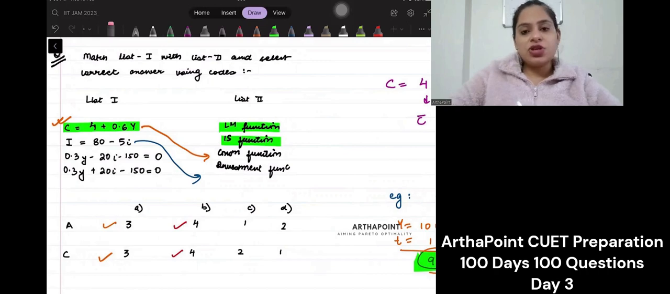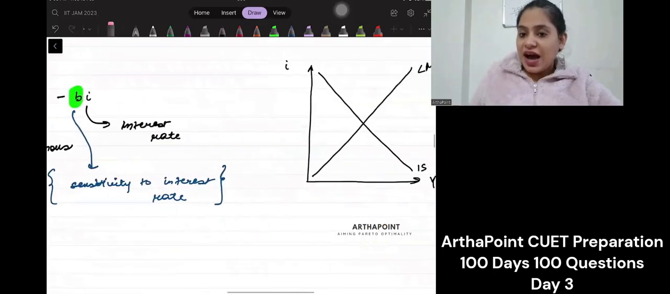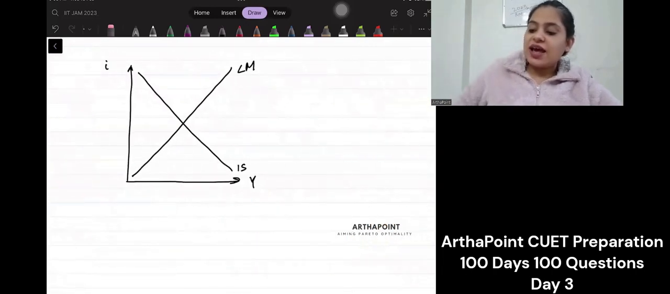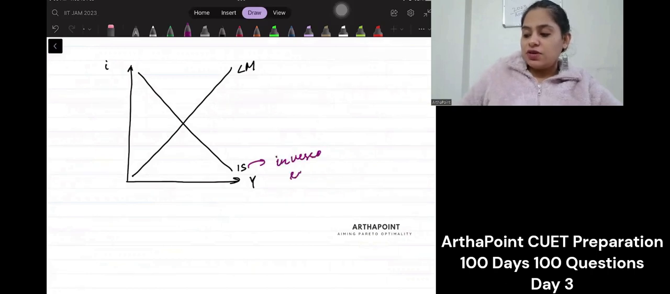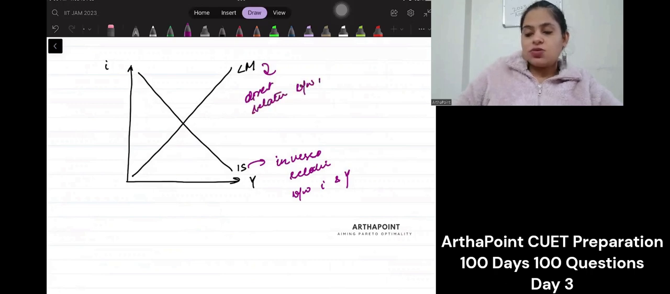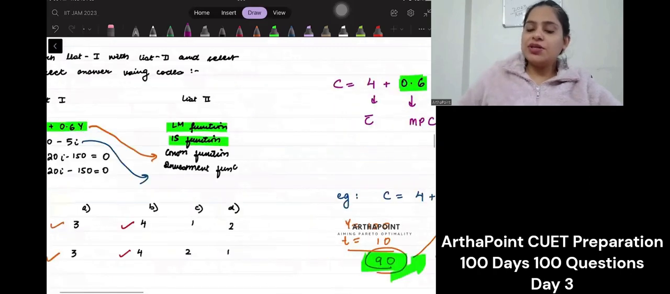अब मुझे कैसे पता चलेगा? How do I know both are functions of I and Y? But I know that the IS curve has an inverse relation between I and Y, and LM curve has a direct relation between I and Y. बस इसी से ही we can go ahead and solve this question.